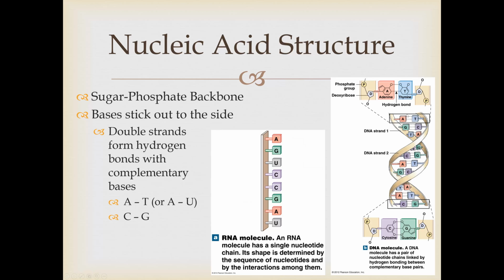The A will always want to pair up with a T, or in the case of when DNA is interacting with RNA, the A in DNA will pair up with a U in RNA, and the C will always pair up with a G. So that's what we mean by complementary bases.